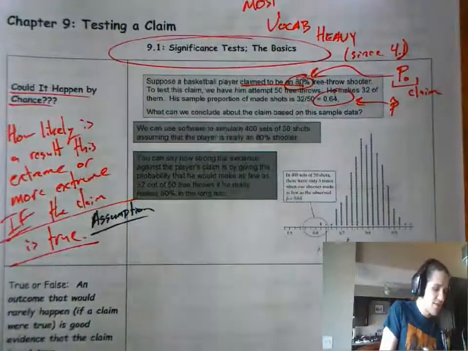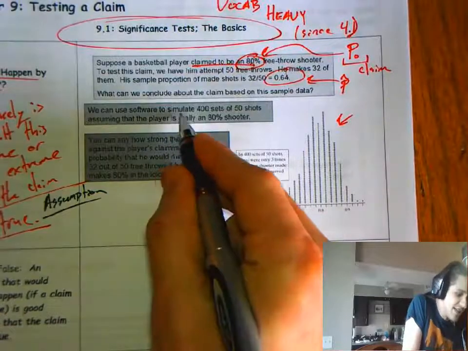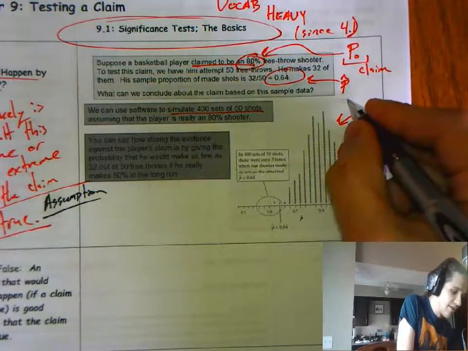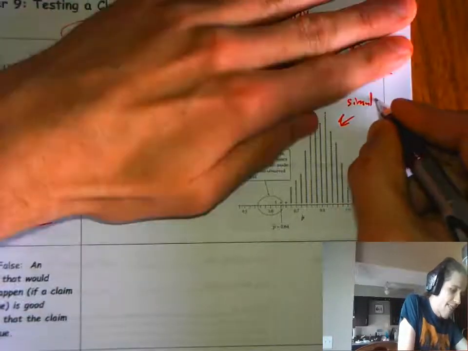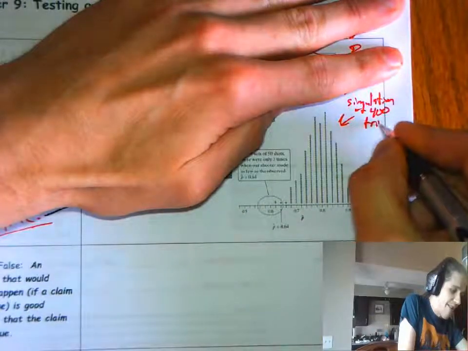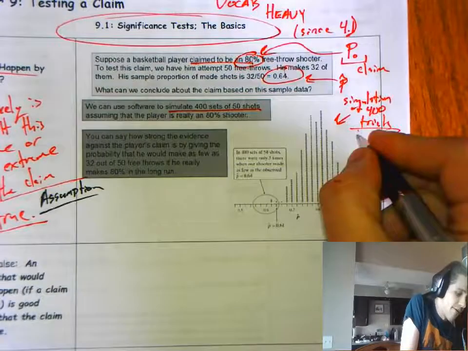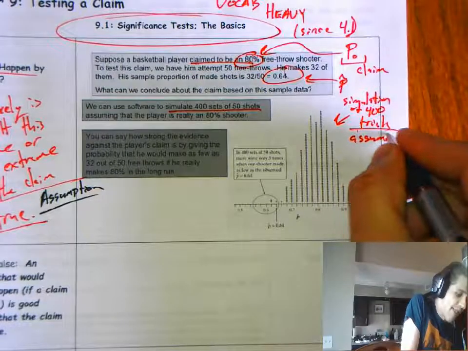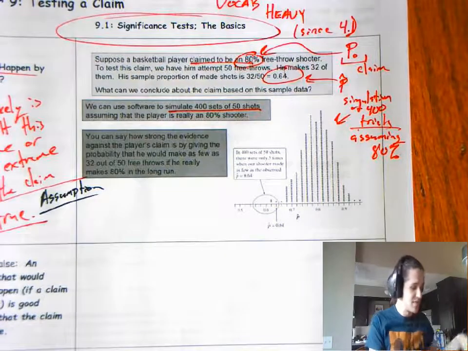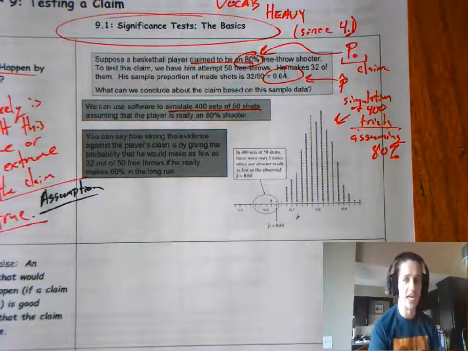And let's say we simulated. This right here is a simulation of 400 sets of 50 shots. So this is a simulation of 400 trials. But this simulation is done assuming you're really an 80% shooter. So you went out. This is an assumption. This is a simulation under the assumption that you're actually an 80% shooter, all right?